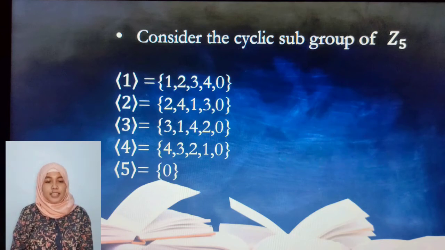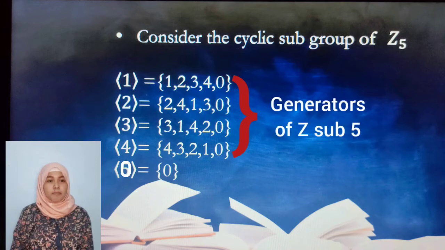And the cyclic subgroup generated by 0 is only 0. So this concludes that almost every cyclic subgroup generates the entire group Z sub 5. Only the cyclic subgroup of 0 is not a generator of Z sub 5.